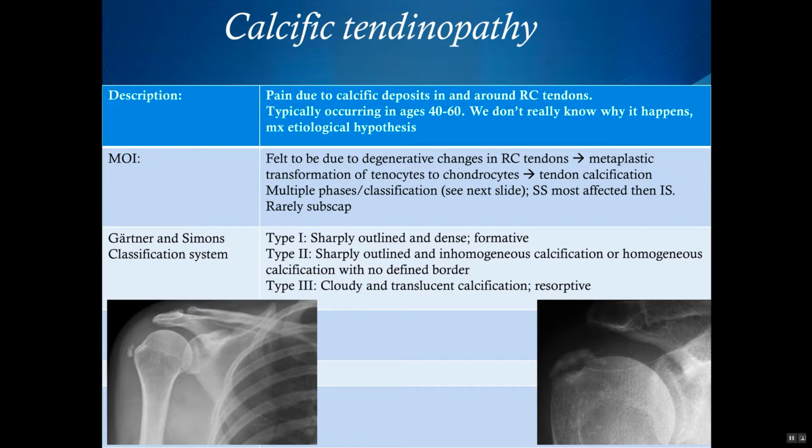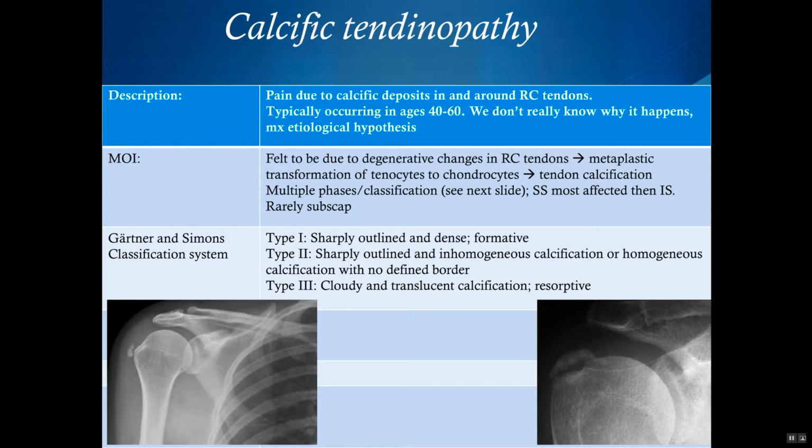Gardner and Simmons came up with this classification system to look at the three phases of calcific tendinopathy. The first phase is formative, and they suggest that in this phase, calcification is sharply outlined and dense. The second phase is the stable form of the calcification, where you may find that the calcification is sharply outlined, may be inhomogeneous or homogeneous, and there's usually no clearly defined border to the calcification. And then the final phase is the resorptive phase, where the calcification is a bit more cloudy and a bit more translucent.